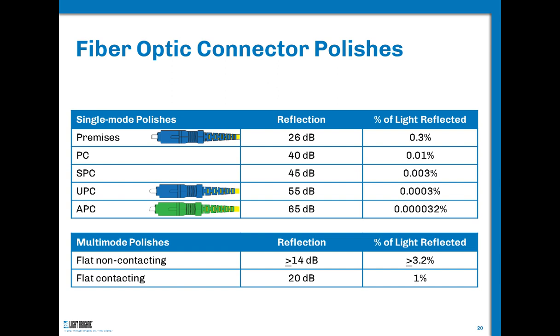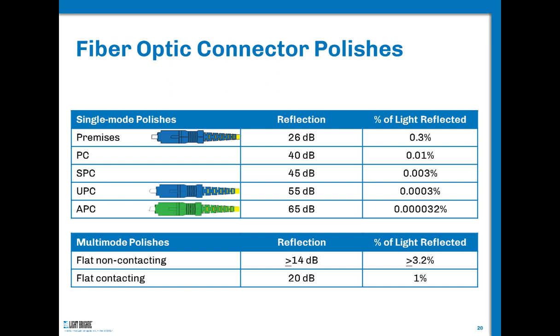The PC, though, was the first spherically polished connector polish that came out in the early 1990s. And this would be about 40 dB, or roughly 1/100 of 1% of the light would be reflected back toward the laser. And then later we improved on that, and that was called the super physical contact polish. And today we're at the ultra physical contact polish, which is great for digital systems. For analog systems, you have to go to the angled physical contact polish. Also, dense wavelength division multiplex systems use the APC, and fiber to the home. The reason for fiber to the home is the patch panel manufacturers don't know if it's an analog or digital signal, so they're putting the APC there so they can handle either type of protocol.